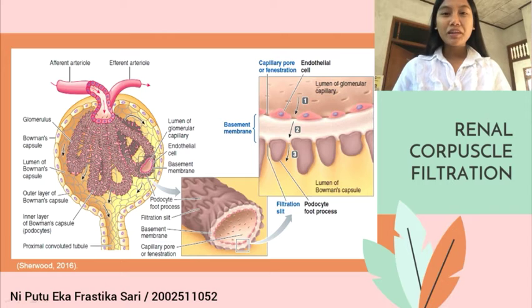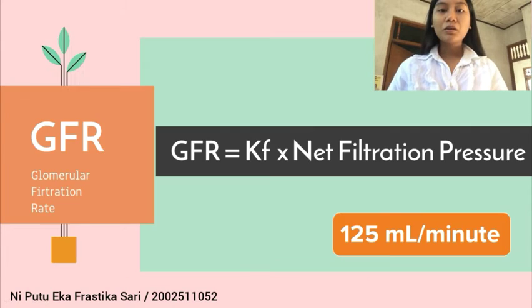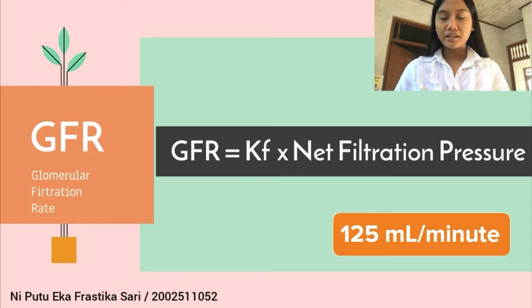Next, we are talking about the GFR or glomerular filtration rate. In a normal adult, the GFR is 125 milliliters per minute. Systematically, the GFR can be formulated as follows. GFR is Kf multiplied by net filtration pressure.